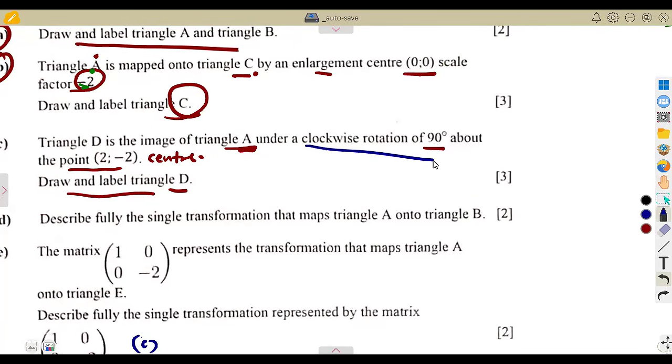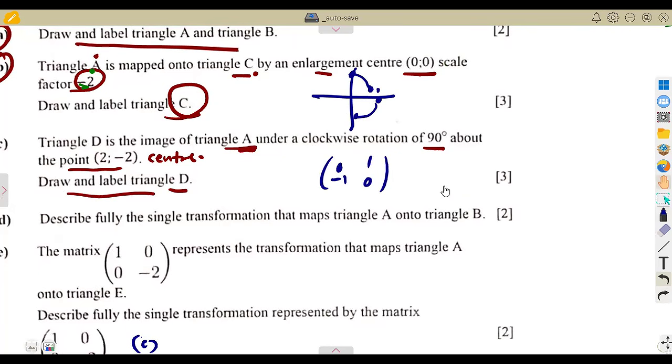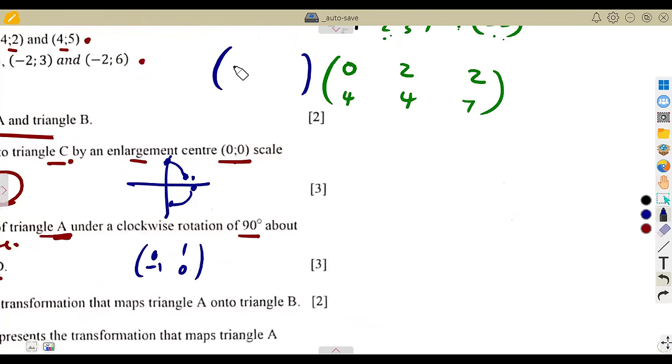And 90 degrees rotation, guys, I talked about the matrices. Remember, 90 degrees rotation. If you rotate 1, 0, it will end up at 0, minus 1. If you rotate 0, 1, it will end up at minus 1, 0. So this is the matrix that you are going to use. That is 0, minus 1, 1, 0.